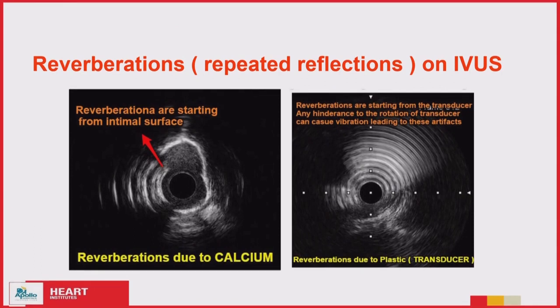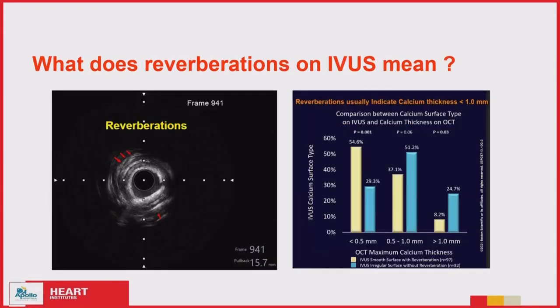Now, what are these reverberations? These reverberations start from the intimal surface. One has to differentiate between the reverberations due to calcium and those due to the transducer. Please do not confuse them. It has been shown that if the reverberations are there, the thickness can also be predicted and is better correlated than with OCT. So, once you get these reverberations, you know that you have a good chunk of calcium.